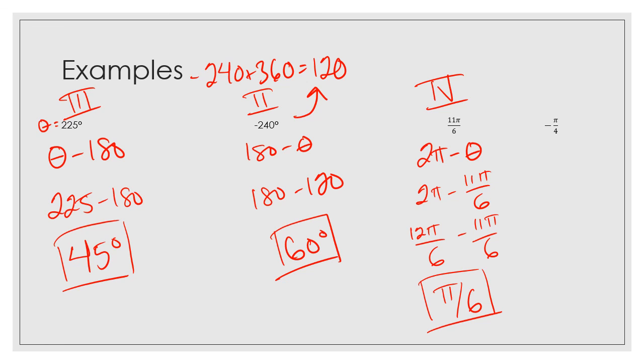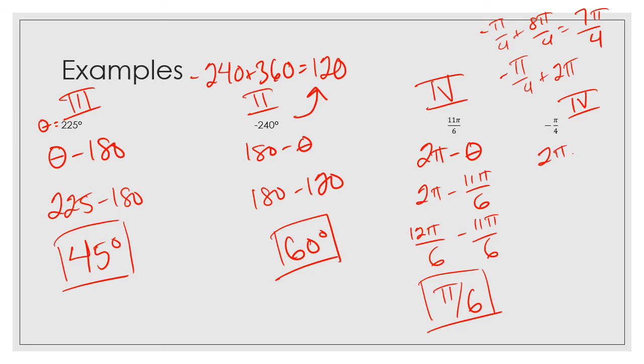If I have negative pi over 4, again, I look at my unit circle and that is not on my unit circle. So I need to find a coterminal angle. I have negative pi over 4. Since this is negative, I have to add 2 pi. If I want like denominators, I'm going to be adding 8 pi over 4, and this gets me 7 pi over 4. So I'm working with this angle measure of 7 pi over 4. That is on the unit circle. It's also in quadrant 4.